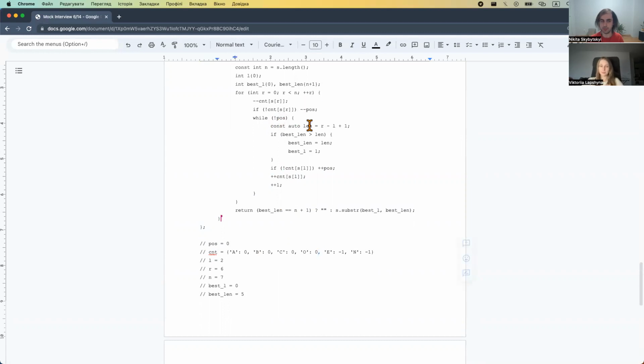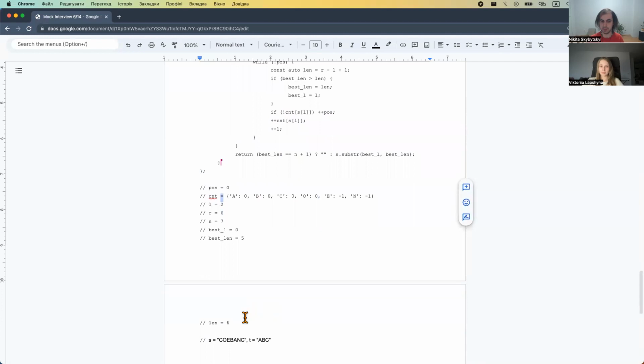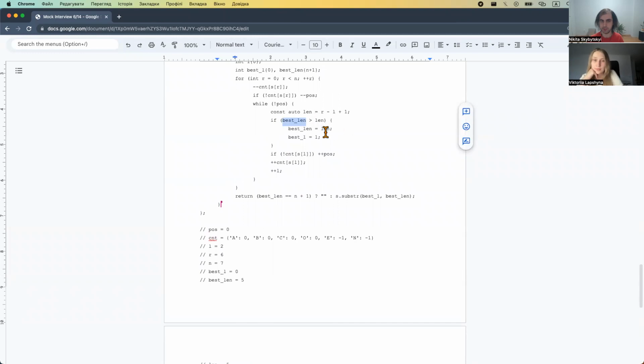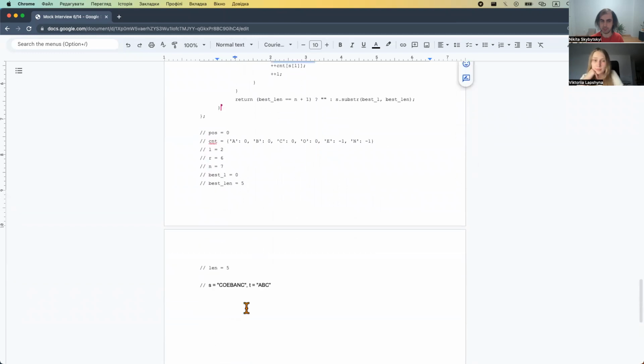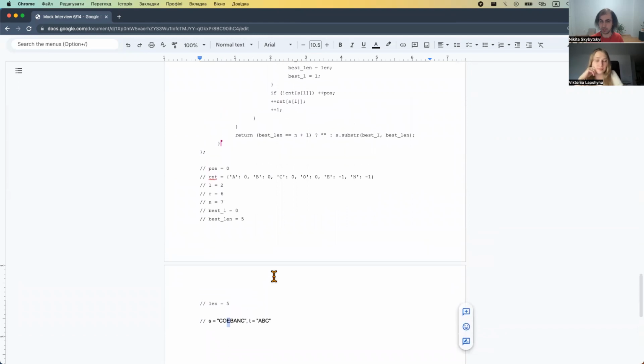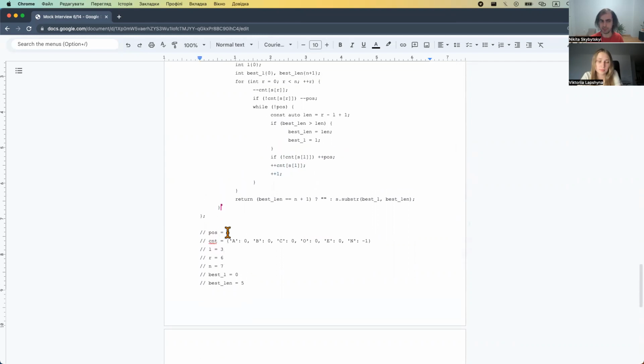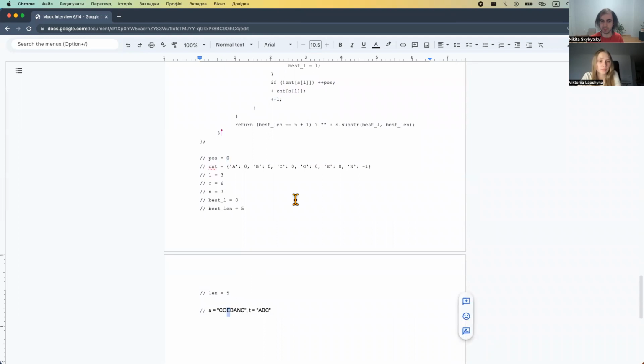So we keep going. Now length is 6 minus 2 plus 1. Length is 5. It corresponds to EBANC, right? It's still not smaller, so we don't update anything. But we look at the second letter, which is E. We think, can we remove it? Is its frequency 0? It is not, so we don't increment pos. We increment the frequency, so it's now 0, and we move left. Left is now at 3. Pos is still 0, because we once again removed a character that we did not need.